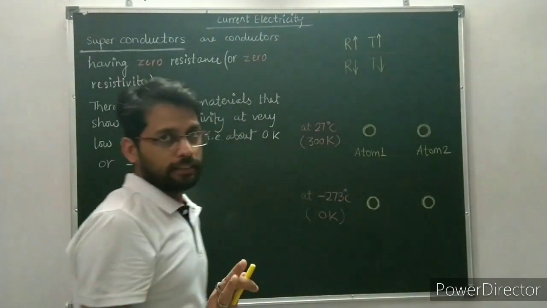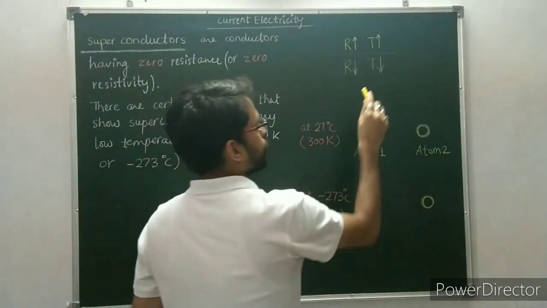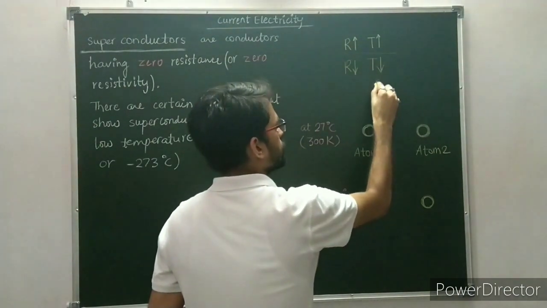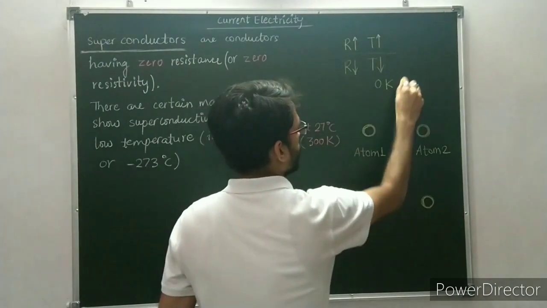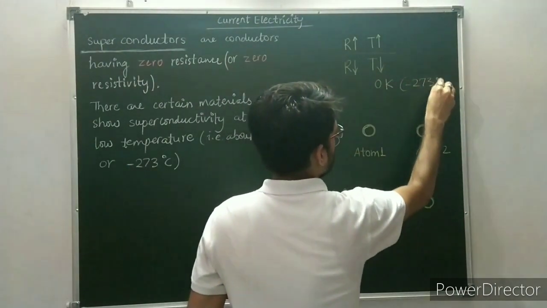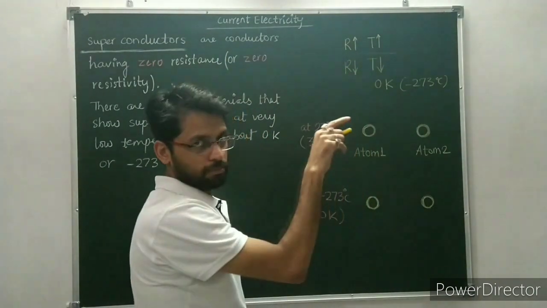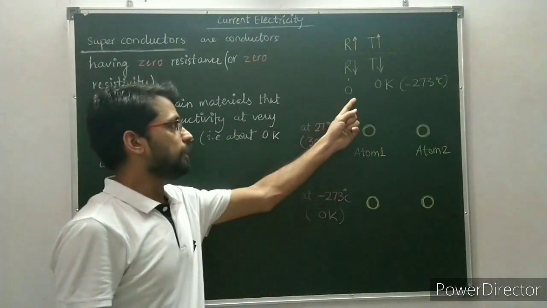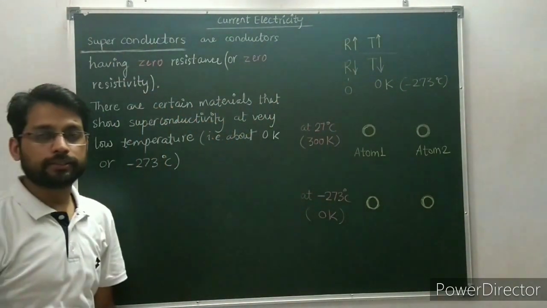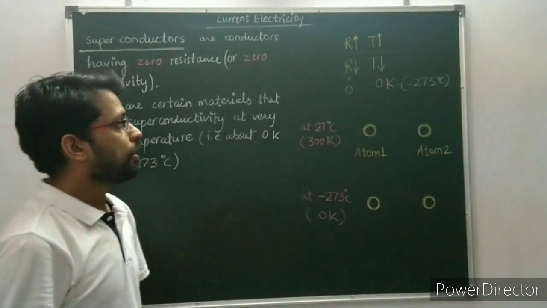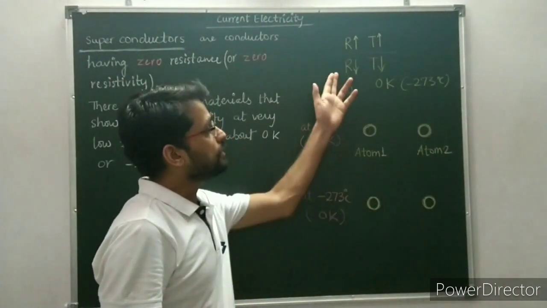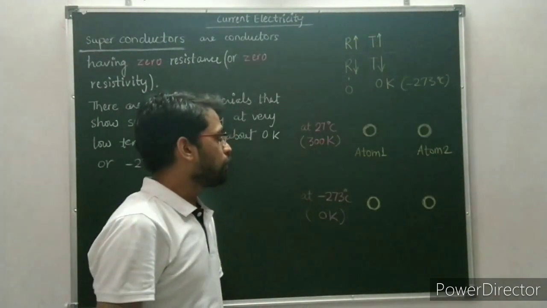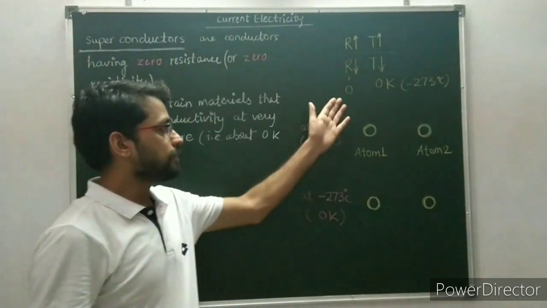So there are certain materials for which when the temperature goes to or reduced to 0 Kelvin or minus 273 degrees Celsius, the resistance of those materials becomes 0. Okay. Then those materials are known as superconductors. Okay. Now the question is how the resistance of a material becomes 0. Okay. So to understand this, come to this picture.